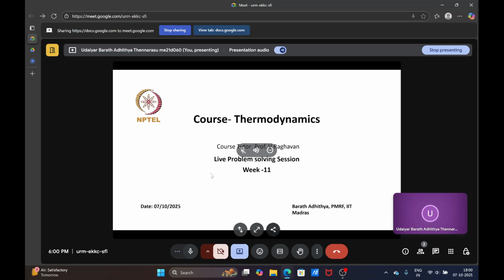This is week 11 of the engineering thermodynamics course problem solving session. The past week we saw problems regarding the second law, mostly concerned with entropy and applying entropy balance to a system. It can be either an open system or a closed system.